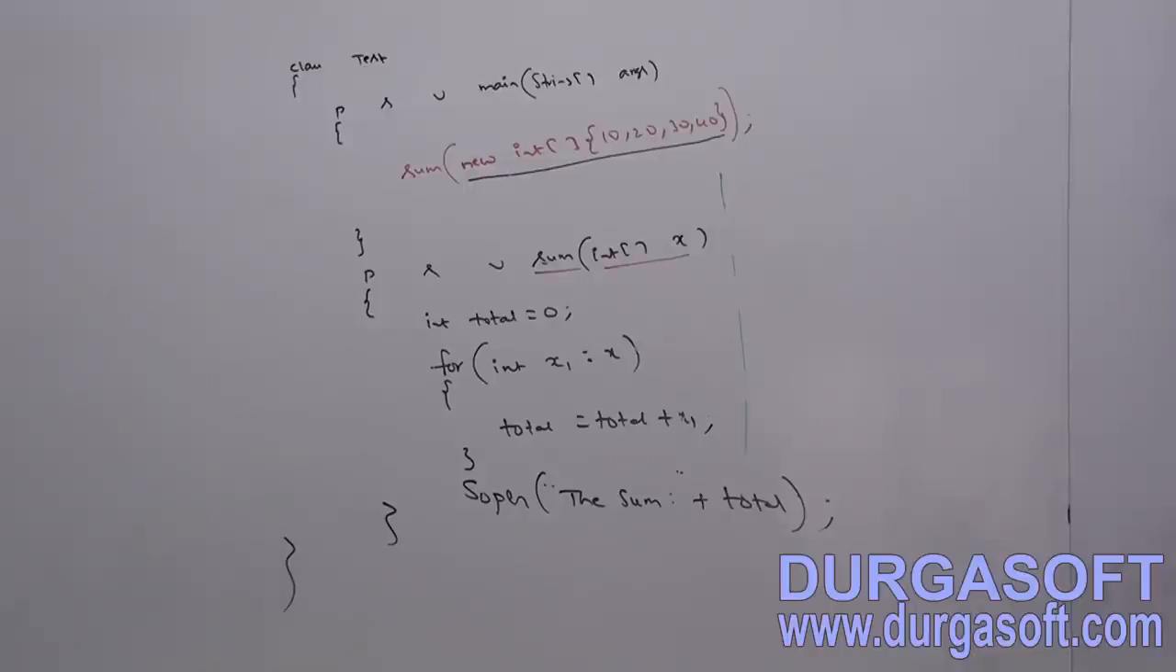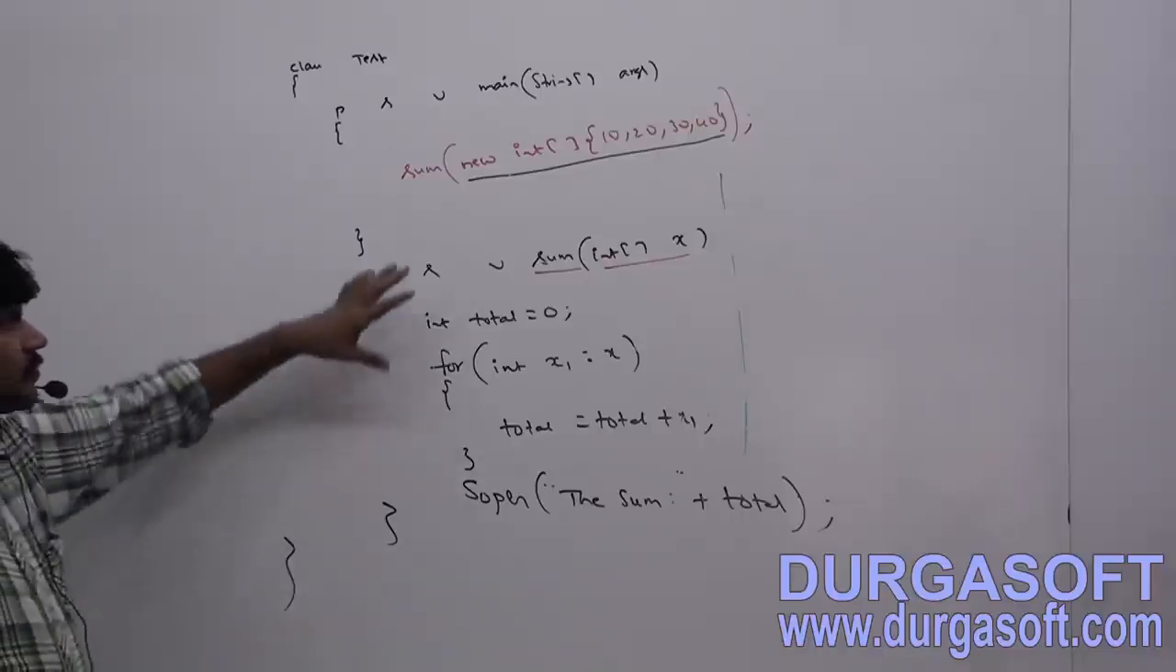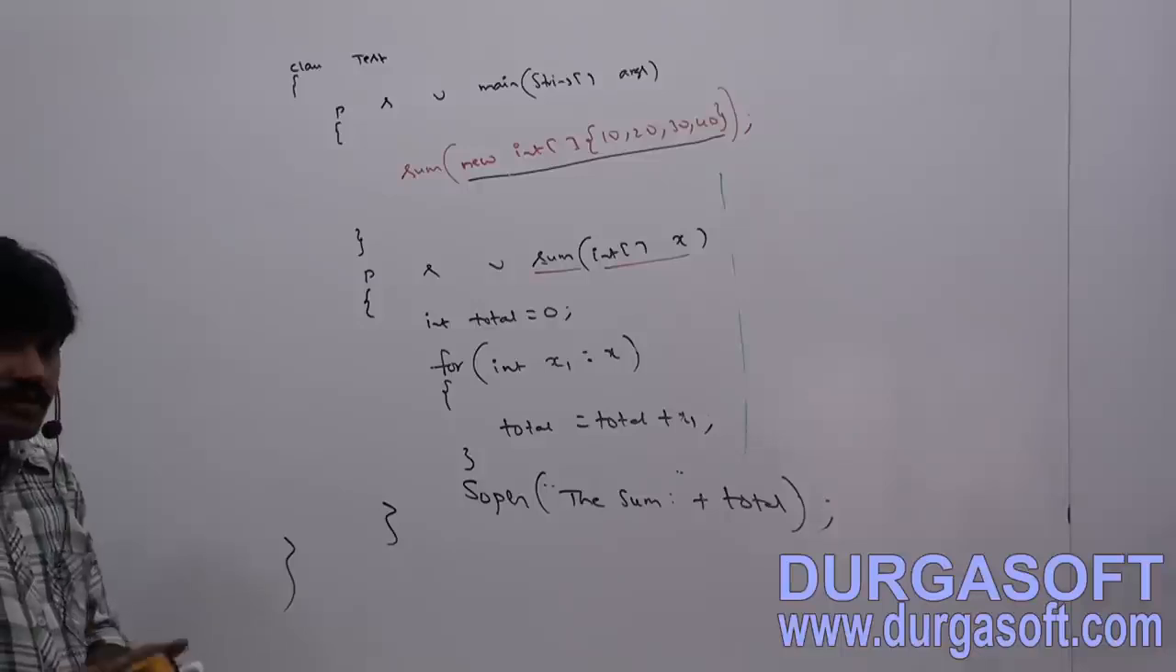Sum of int array x, into total is equal to 0, like the sum plus a total. Are you getting? Now add the theory.